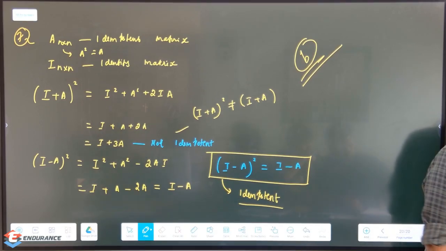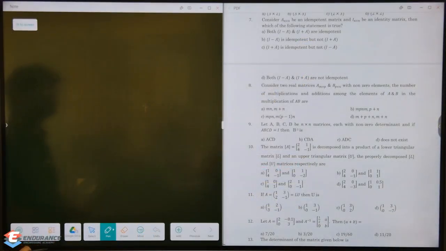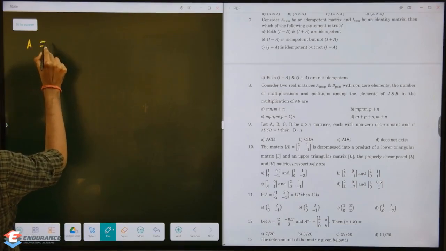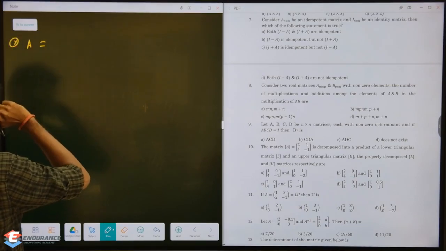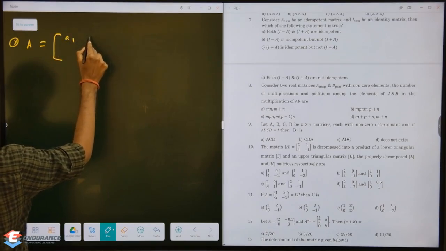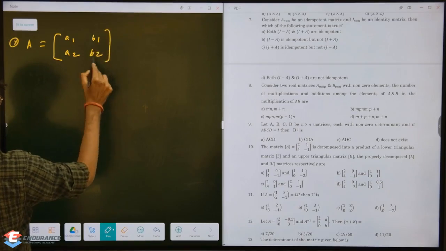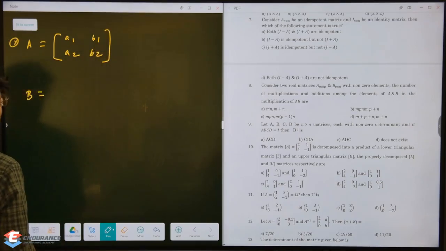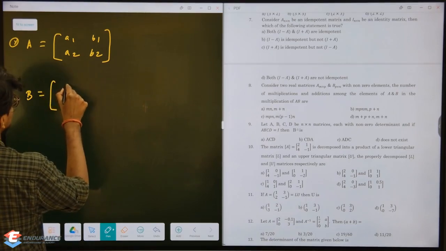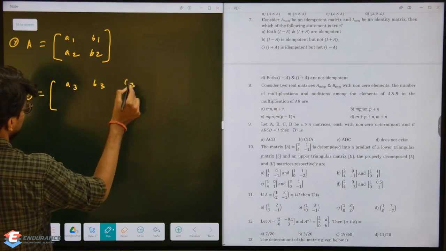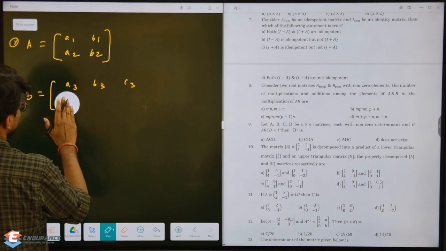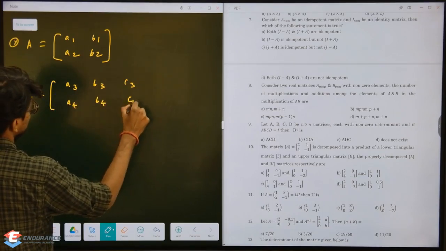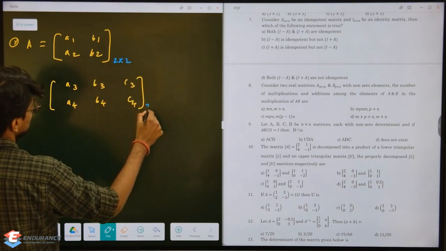Can move to 8th question. Consider two real matrices A m cross p and B p cross n with non-zero elements. The number of multiplications and additions among the elements of A and B in the multiplication of A, B. So I will take one example. A is equal to A1, B1, A2, B2. B is equal to A3, B3, C3, A4, B4, C4. This is 2 cross 2, this is 2 cross 3.